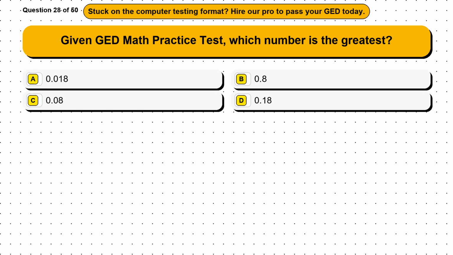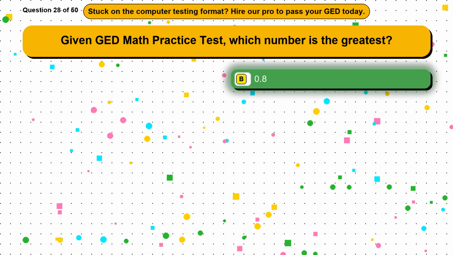Question 28. Given GED Math Practice Test, which number is the greatest? Option A, 0.018. Option B, 0.8. Option C, 0.08. Option D, 0.18. The correct answer is option B, 0.8.